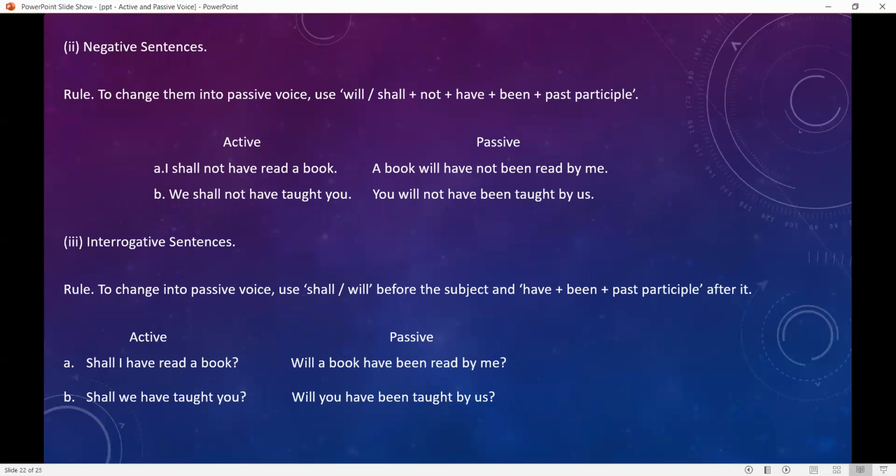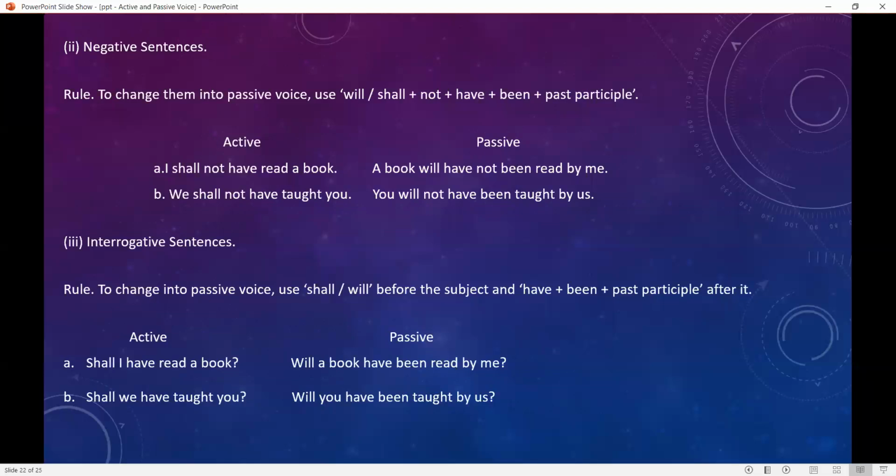The rule is to change them into passive voice and we use will or shall plus not plus have plus been plus past participle. Now under the active, I shall not have read a book. We shall not have taught you. Now passive, a book will have not been read by me. You will not have been taught by us. Can you make out the difference there with shall and will?